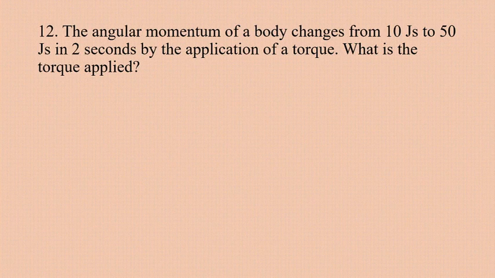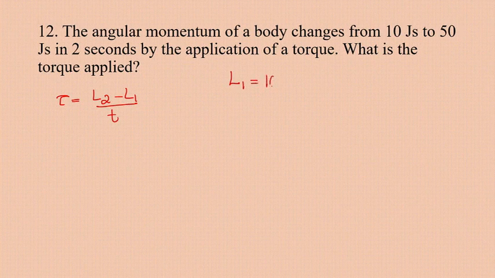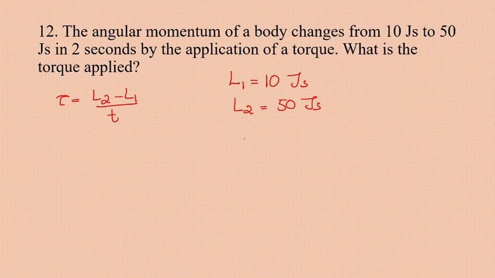Here also we can use the torque and angular momentum relation, that is tau is equal to the change in angular momentum divided by the time. Here what is the initial angular momentum? L1 is equal to 10 joule second. Final angular momentum L2 is equal to 50 joule second. This change happens in time t is equal to 2 seconds.